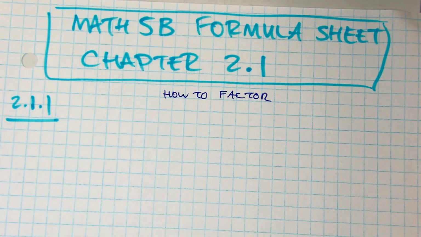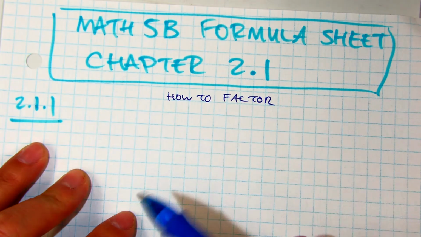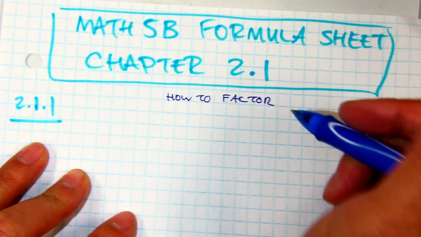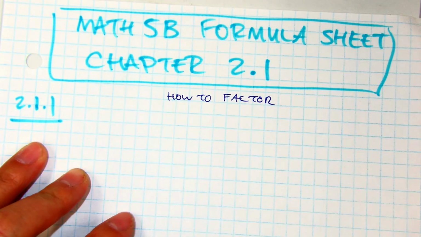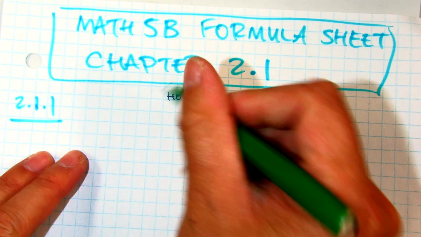Alright, so here is our Math 5B formula sheet, chapter 2.1, and the question is, how do you factor? So it tells you how to factor. We actually did this back in August. The first thing you need to do is look for three letters. What are the three letters, class?